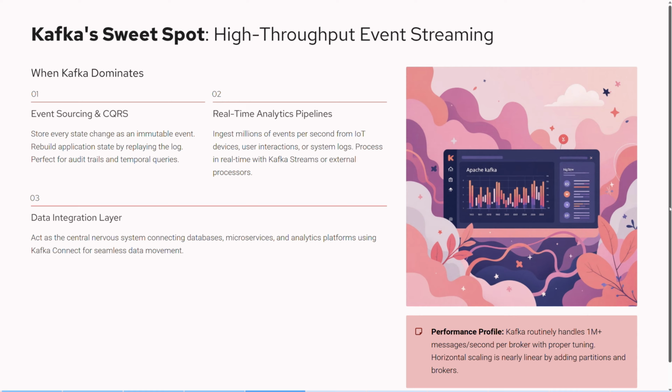Kafka's log-based design enables event sourcing and large-scale stream processing. RabbitMQ's broker-based design enables sophisticated routing, reliable delivery, and well-defined messaging patterns.